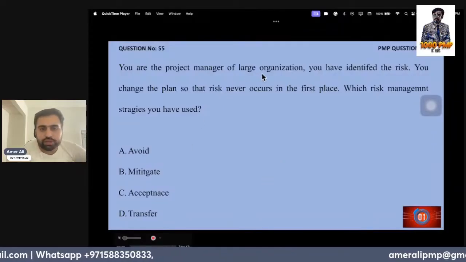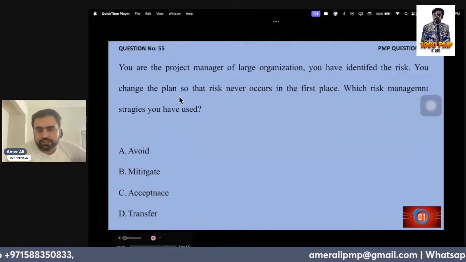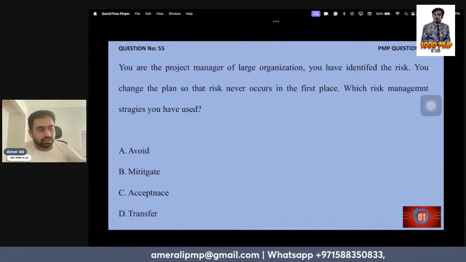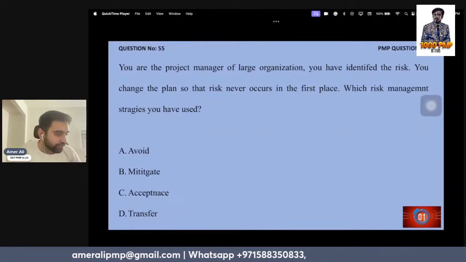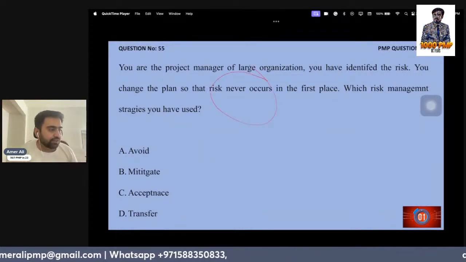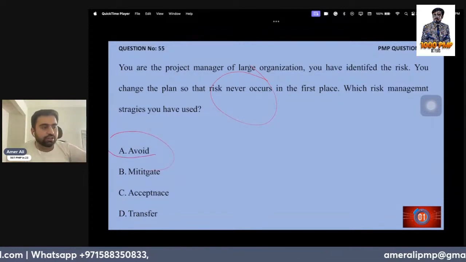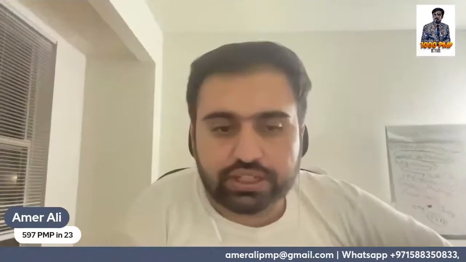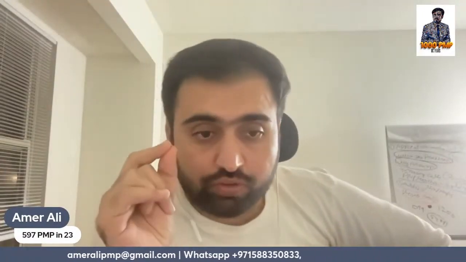You are the project manager of a large project. You identify the risk. You change the plan. So the risk never occurs. This is a very important keyword: never occur. This is avoiding. When you have completely eliminated the risk, so that now the risk is never occurring, that is avoiding of risk.